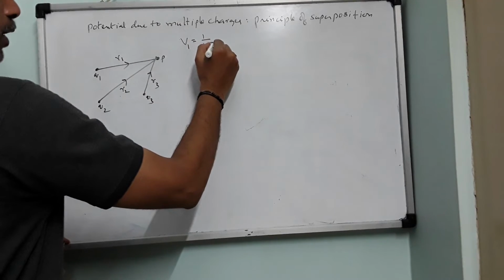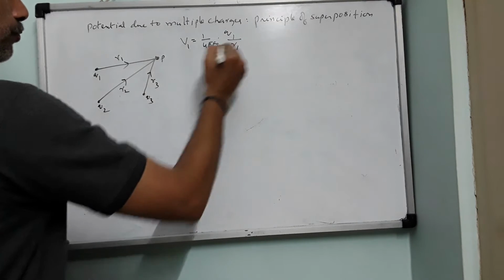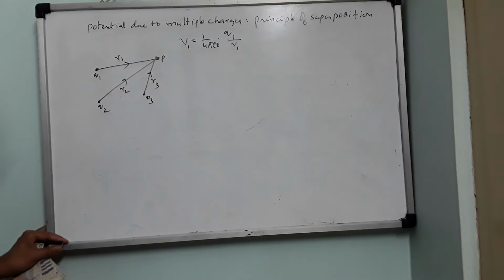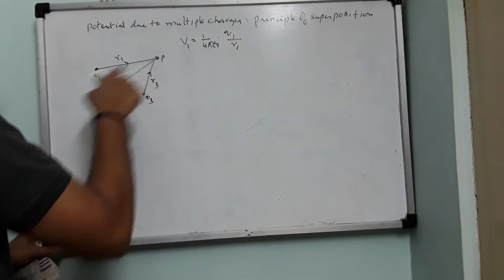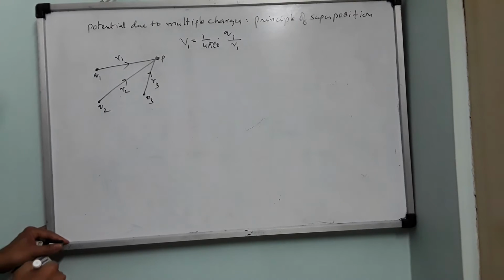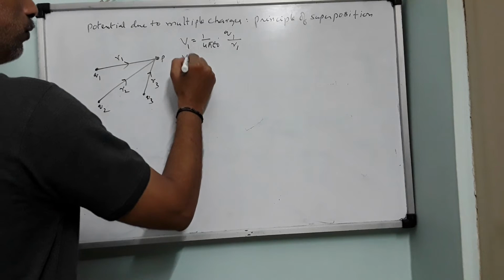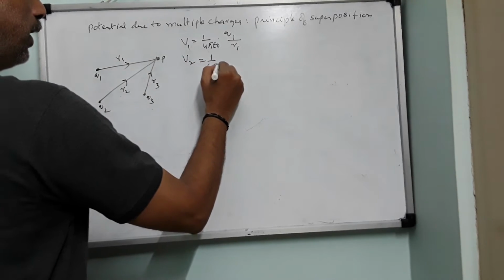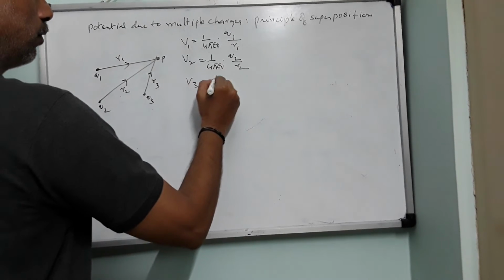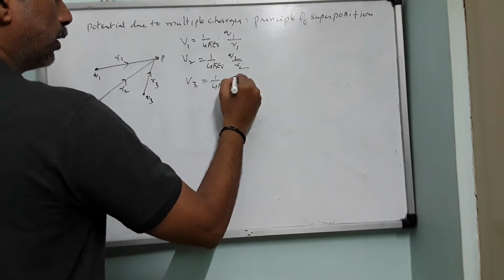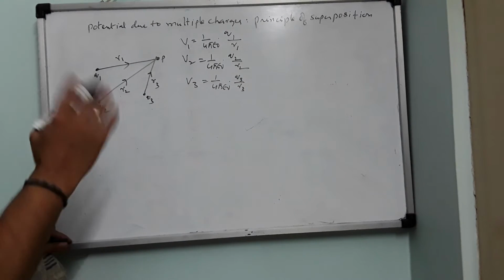Now this will create a potential at point P given by V1 equals 1 by 4 pi epsilon 0 into Q1 by R1. Similarly, potential at P due to Q2 is V2 equals 1 by 4 pi epsilon naught into Q2 by R2. Similarly, V3 equals 1 by 4 pi epsilon naught into Q3 by R3. We do not have that vector concept here, that's why directly we will write.